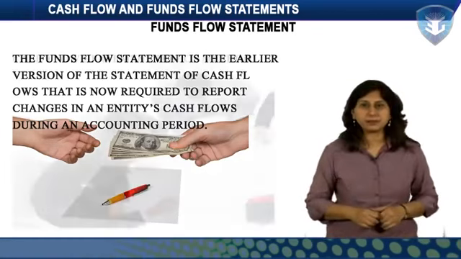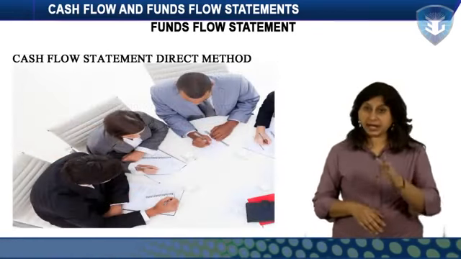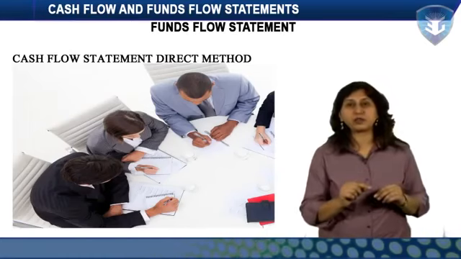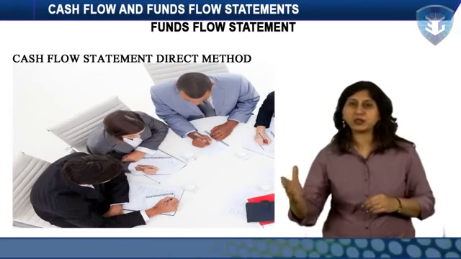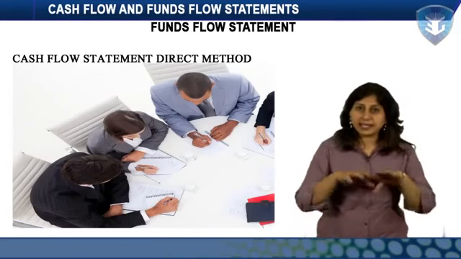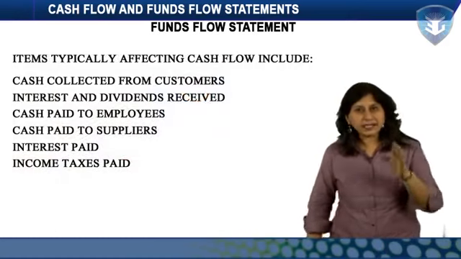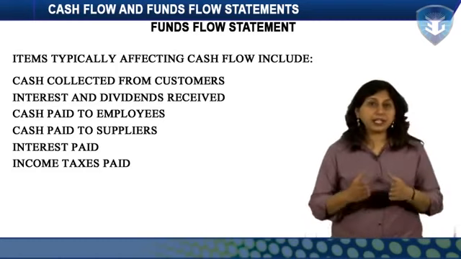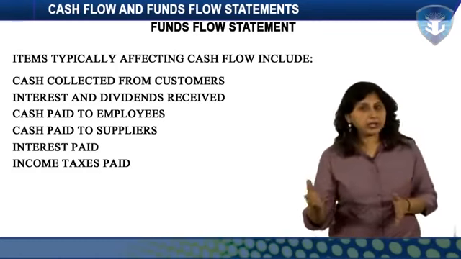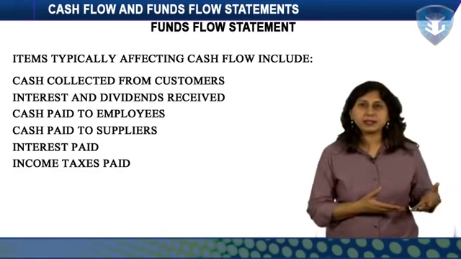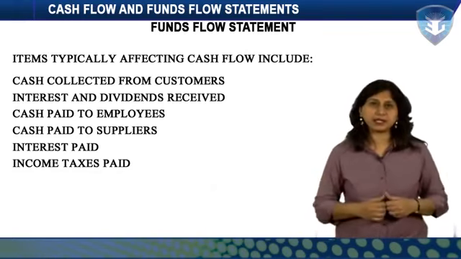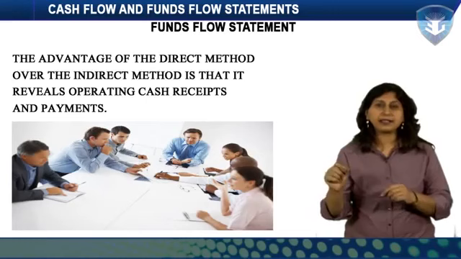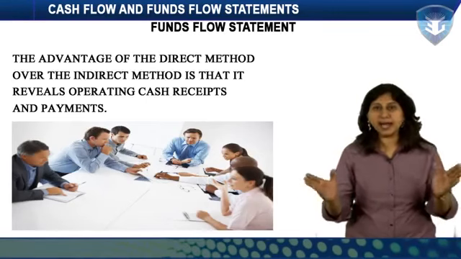Cash flow statement, direct method. The direct method of presenting the statement of cash flows presents the specific cash flows associated with items that affect cash flow. Items typically affecting cash flow include cash collected from customers, interest and dividends received, cash paid to employees, cash paid to suppliers, interest paid, income taxes paid. The advantage of the direct method over the indirect method is that it reveals operating cash receipts and payments.